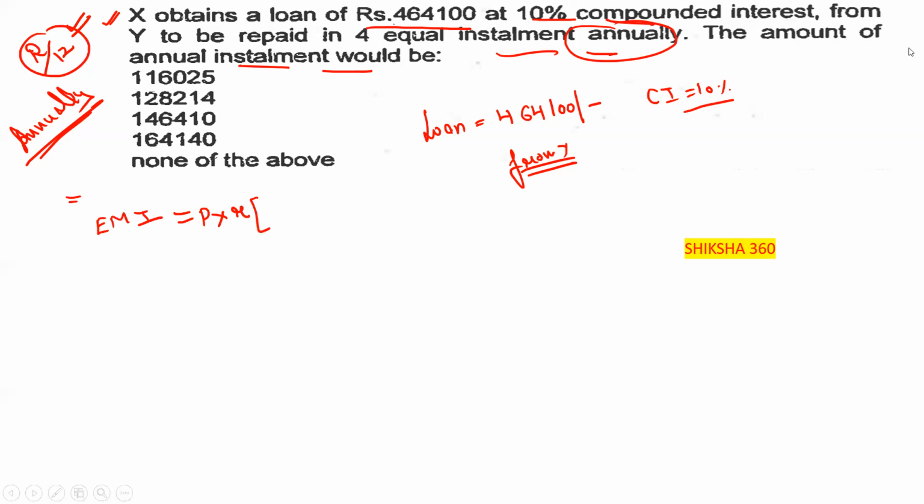Just I am writing it here. Wait a minute. P into R into 1 plus R power n upon 1 plus R power n minus 1. Clear? This is the formula of the EMI. So now we just have to put the values here.